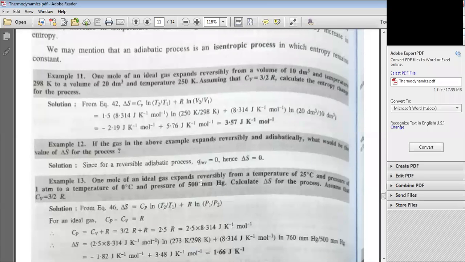So example number 11: 1 mole of an ideal gas is expanding reversibly from a volume of 10 decimeter cube and a temperature of 298 Kelvin to a volume of 20 decimeter cube. Volume V1 is 10 decimeter cube, V2 is 20 decimeter cube. V1, V2, T1, T2, all these should be taken in common units. If one volume is in decimeter cube, the other should definitely be in decimeter cube. Temperature is in Kelvin, so the other temperature should also be in Kelvin. And you have to calculate the entropy change.